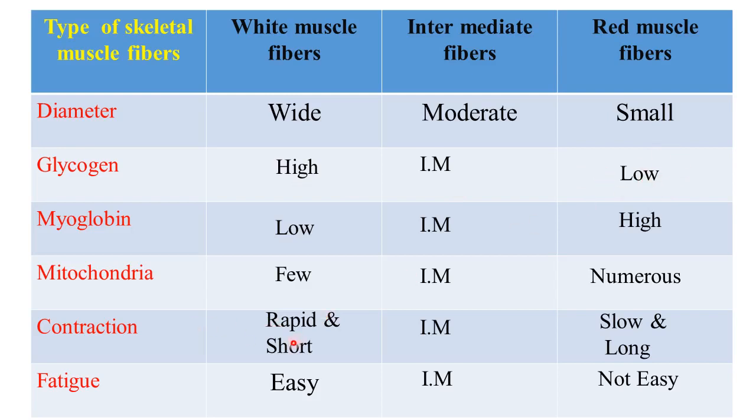The contraction of the white muscle fiber is rapid and of short duration, and the muscle can easily fatigue, like the muscle of the digit and the muscle of the eye, the extraocular muscle. But in red muscle fiber, the contraction is slow and of long duration, and the muscle cannot easily fatigue. It is fatigue resistant, like muscles of the back and the muscles of the lower limb, so we can stand for a long time, and runners can keep running for a long time.